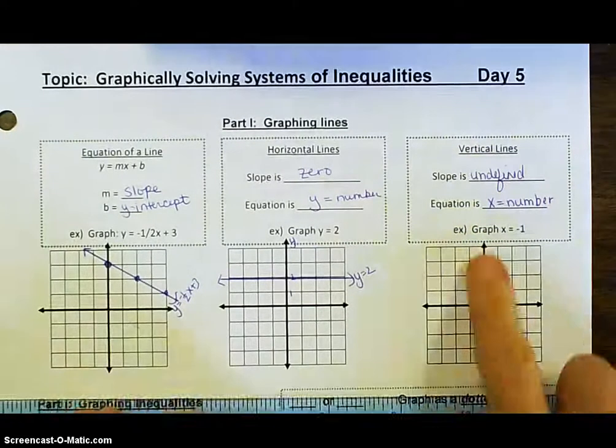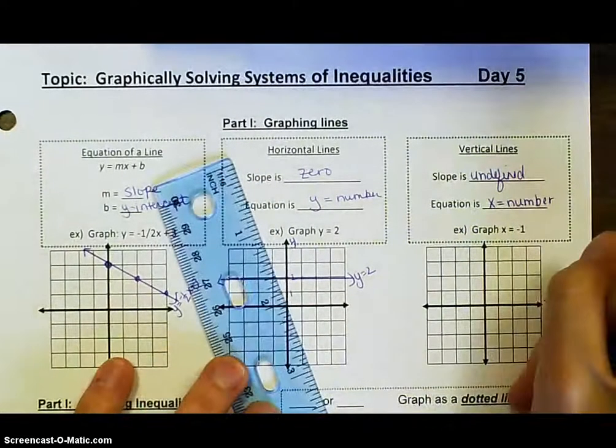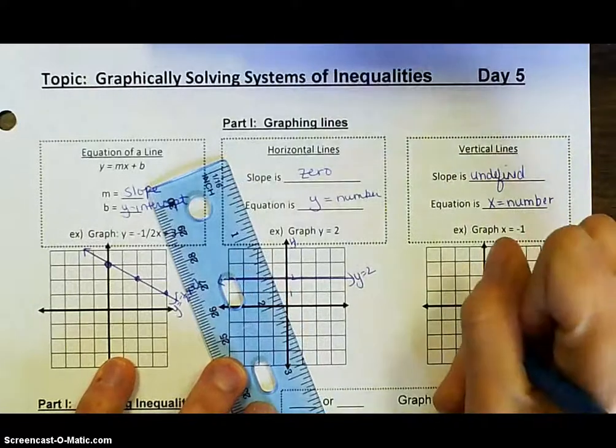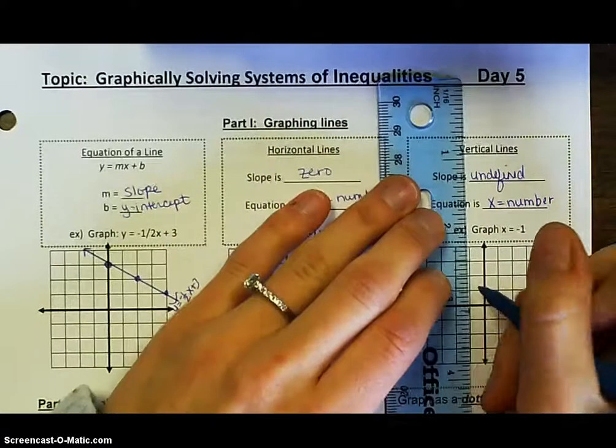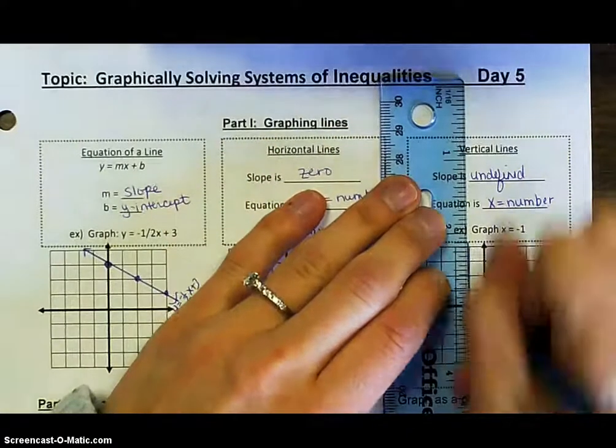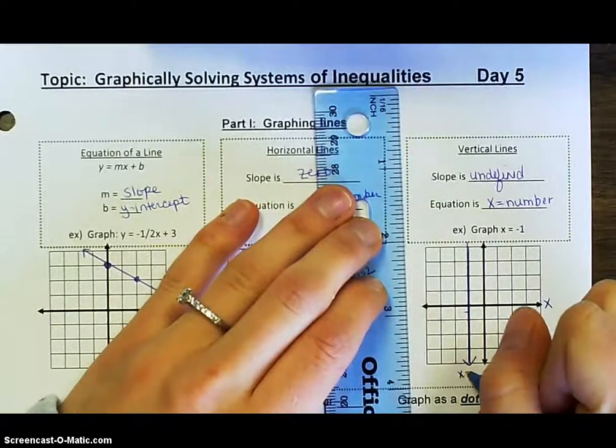So for our example here, graph x equals -1. So on the x-axis, I'm going to go over to -1, and I'm going to draw a vertical line that goes straight through that value. So this is the line x equals -1.